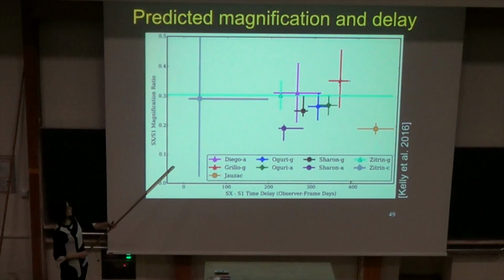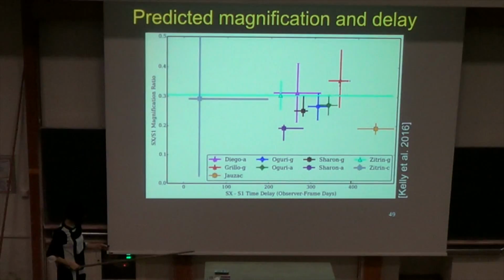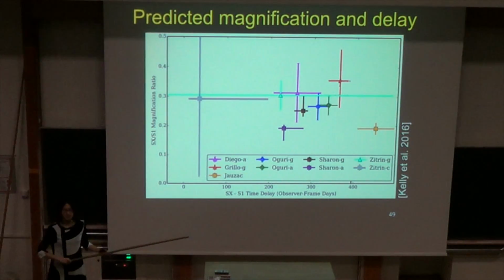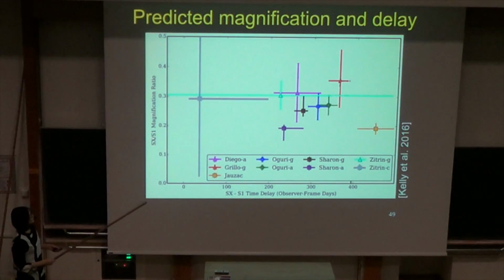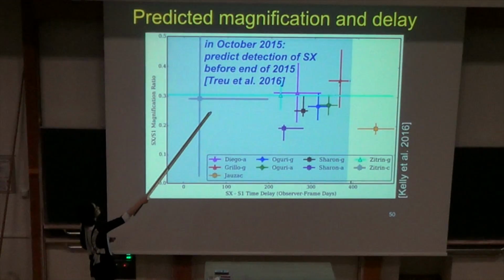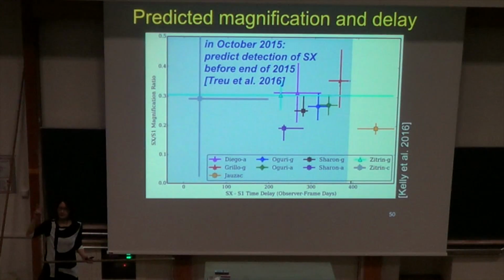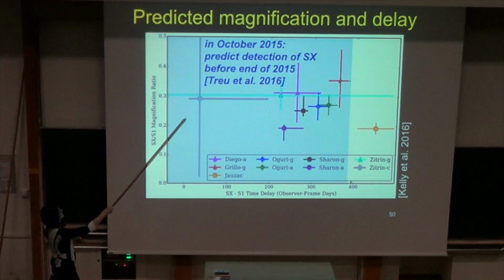People really worked hard to get these predictions out in order to follow up the appearance of SX. I'm on the modeling team that's led by Grillo, so that's the red point. This prediction was done in October 2015, about 1 year after the first image, because the preliminary model at that time predicted that it could happen in 1 year, so we really tried to rush to get a prediction done within the year, and we managed.